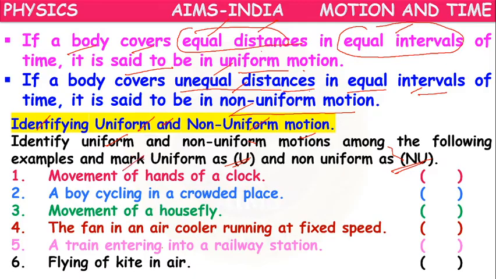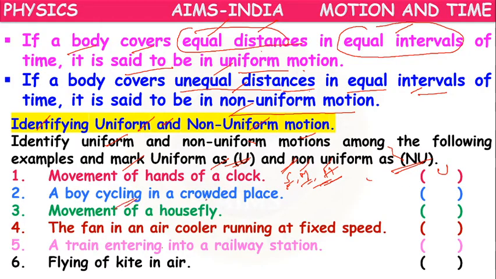Motion of the hands of a clock: the seconds hand, minutes hand and hours hand all move in a regular manner. For every 1 second, the second hand will move the distance of 1 second only. In the same way, the angle covered by the second hand will be the same for every 1 second, and likewise the minute hand and hour hand. So they are in uniform motion.